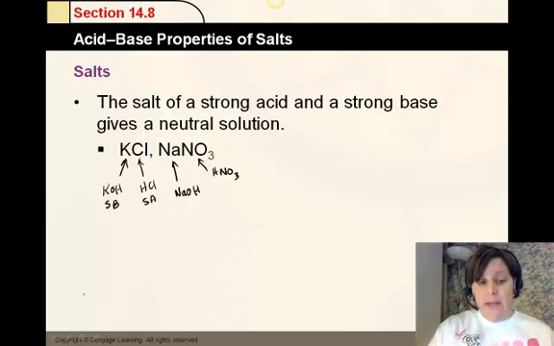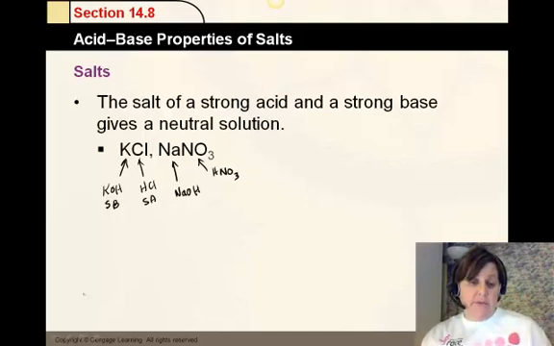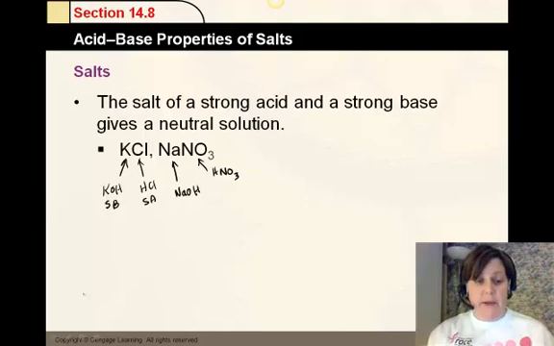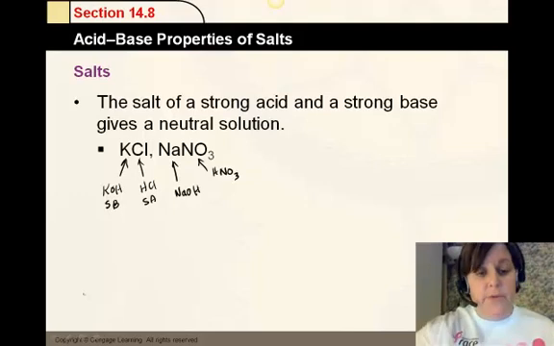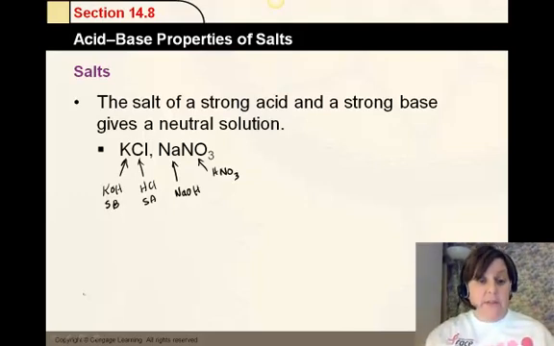The positive ion of the salt always comes from the base, and the negative comes from the acid. I almost think about it like the parents of the salt. In other words, with NaNO3 as the child, NaOH is, let's say, the mother, and HNO3 is the father. And so if both of the parents that produced it were strong acids and bases, then this salt will be neutral.